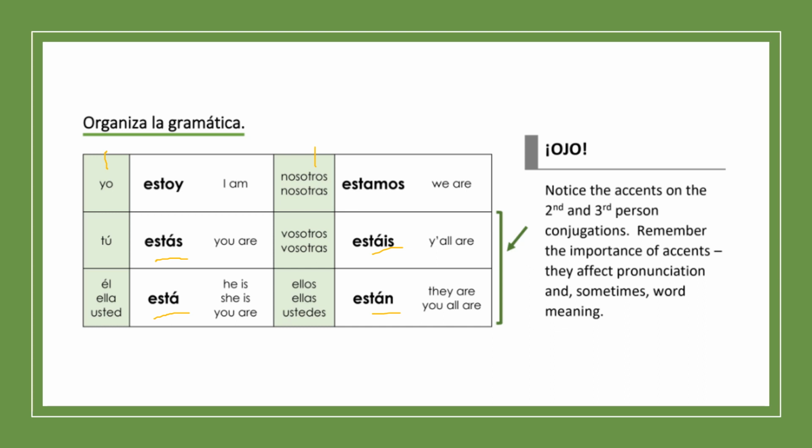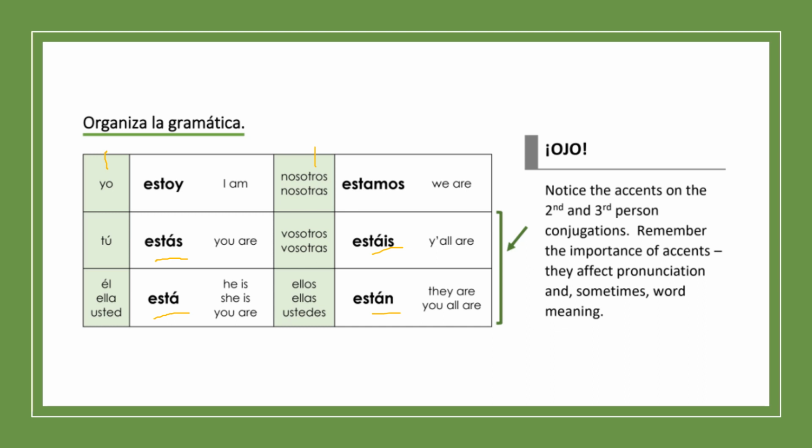Lastly, I want you to notice, like I said in the previous slide, those translations are going to be the same as the translations for the verb ser. So for estoy, it means I am. But we know from Unidad 2 that soy also means I am. So again, you have to make sure you're talking about the correct context when you're using estoy.